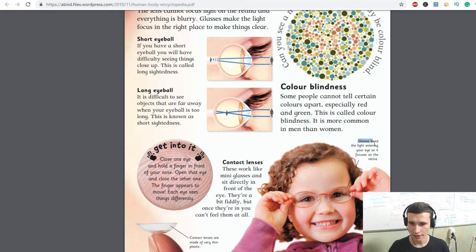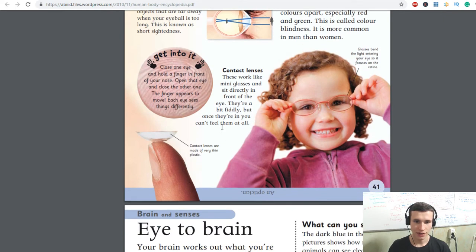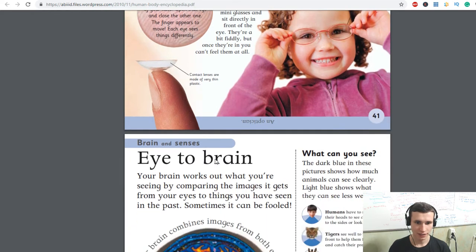Glasses bend the light entering your eyes so it focuses on the retina. Contact lenses. These work like mini glasses and sit directly in front of the eye. They're a bit fiddly, but once they're in, you can't feel them at all. Contact lenses are made of very thin plastic.